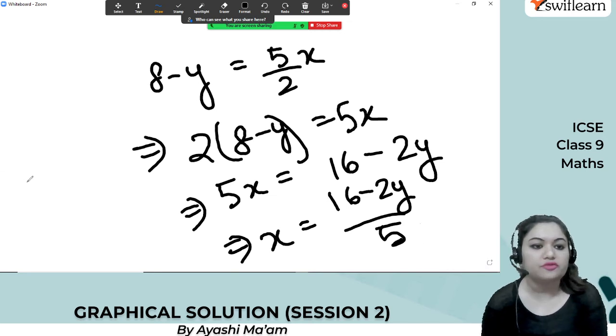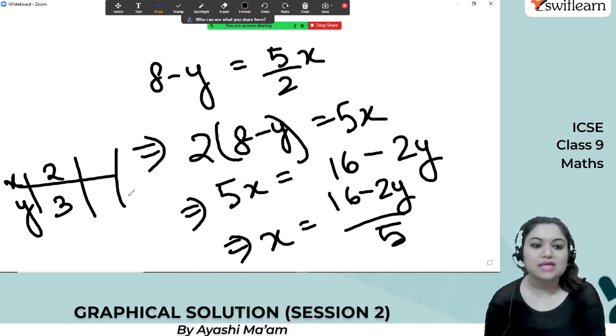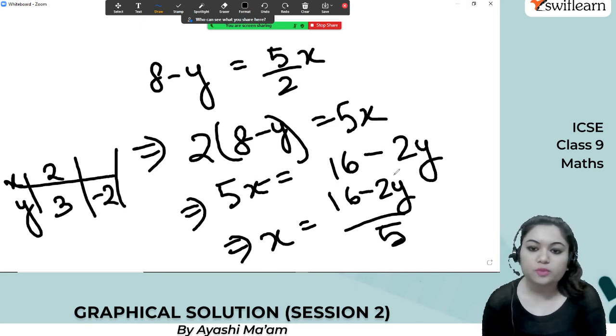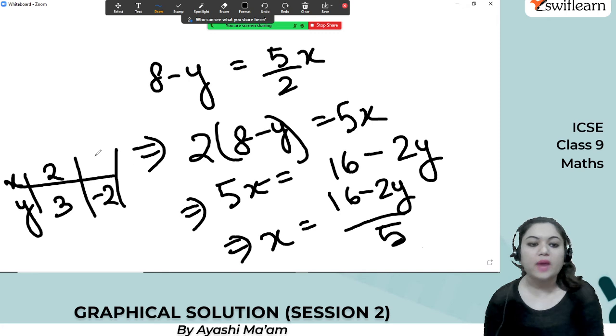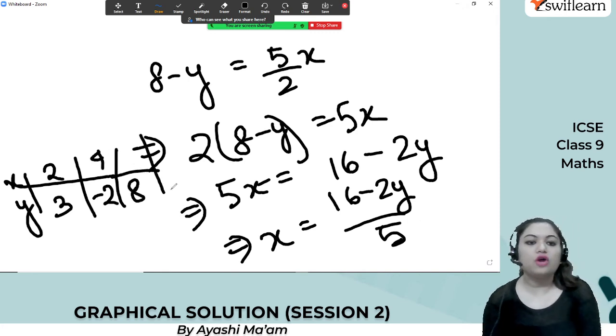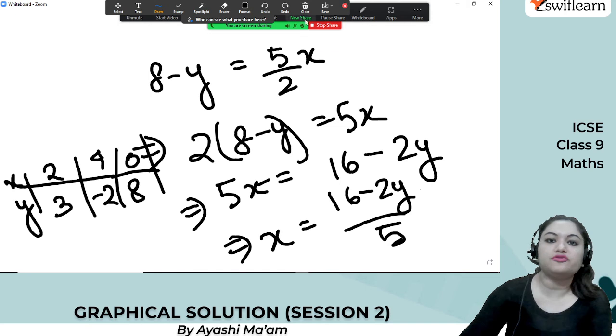Now let us take the different points. So what are the points that you will get? Suppose let us take y as 3. So put 3 over here, you will get 10 by 5. So you will get x as 2. Let us take the value of y as minus 2. Then if you put minus 2 over here, so it is becoming 20. 20 by 5, it is going to give you a 4. Let us take the value of y as 8. So it will become 0 and x will become 0. Okay, so we have got three different points.